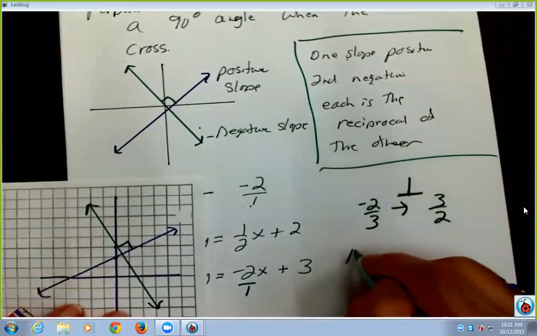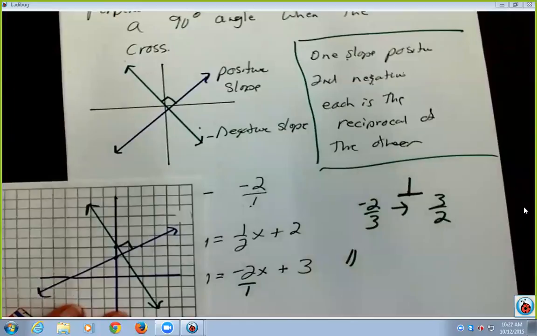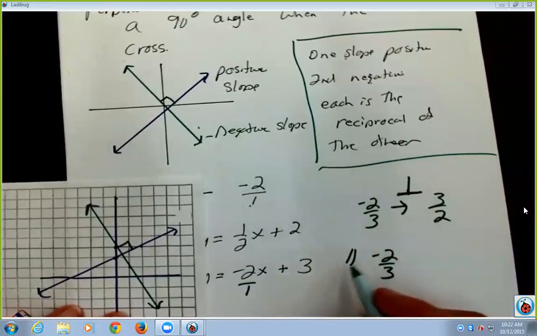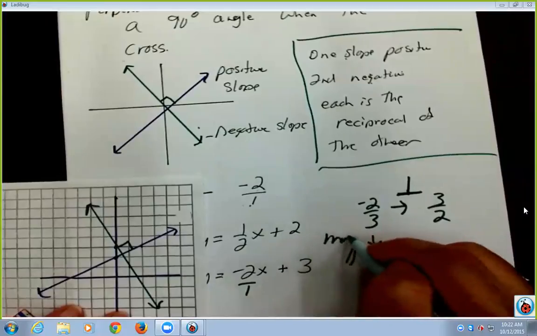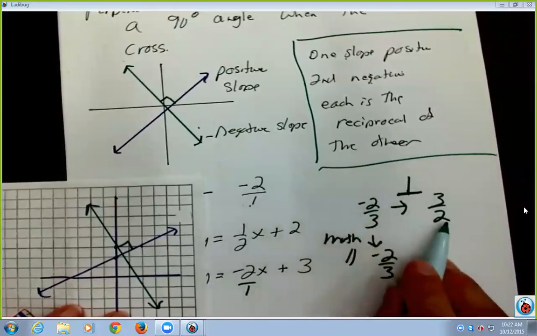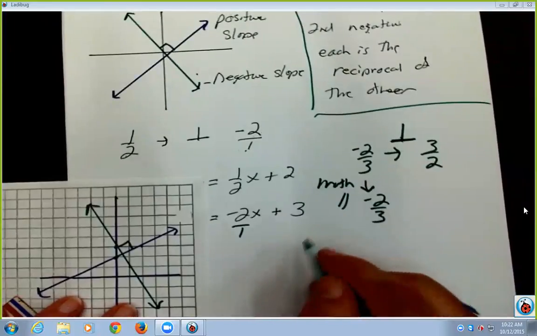What would its parallel slope be? So parallel had the exact same slope, so a -2/3. So to be parallel, it would have identical slopes. These match. And this is the opposite sign in the reciprocal. Okay?